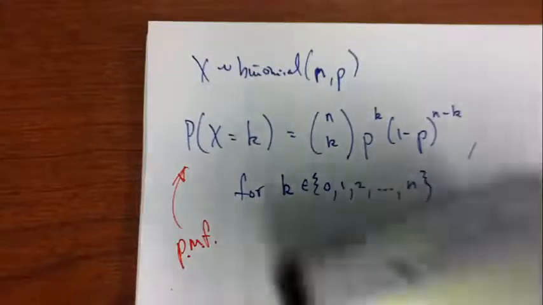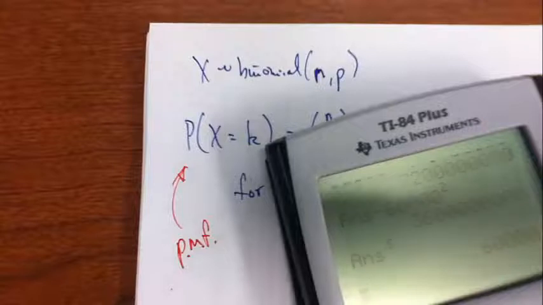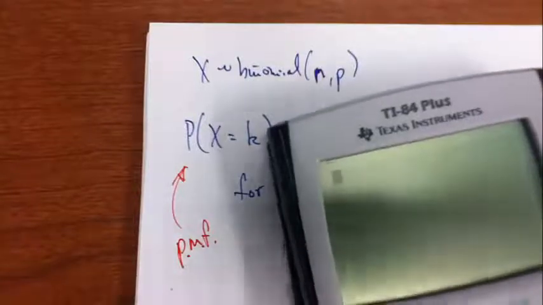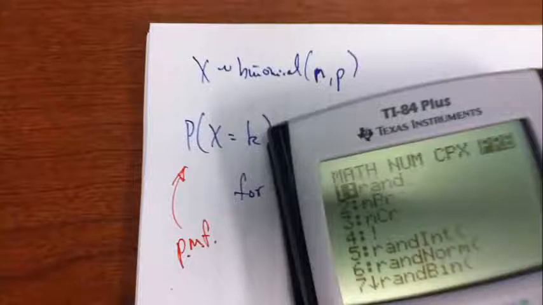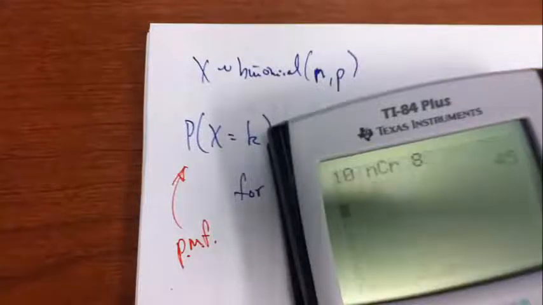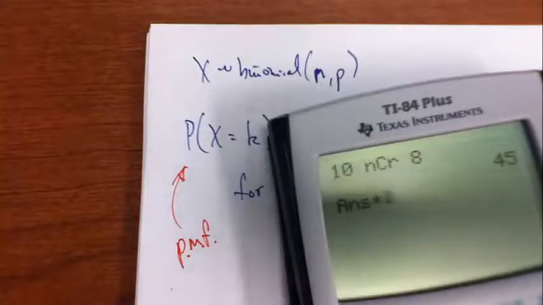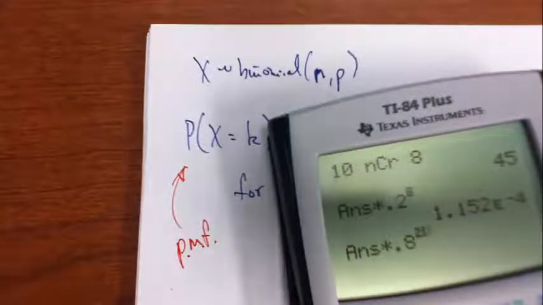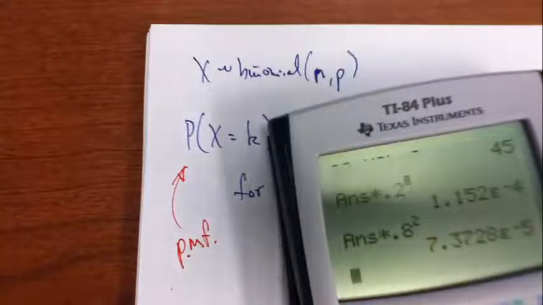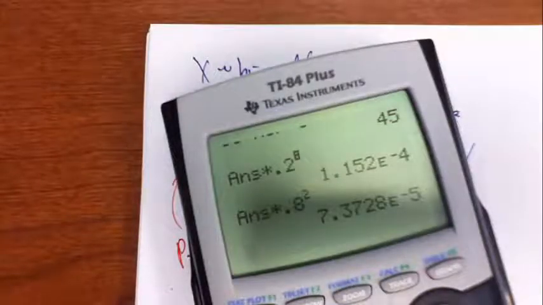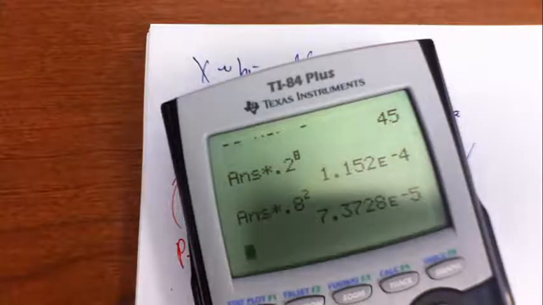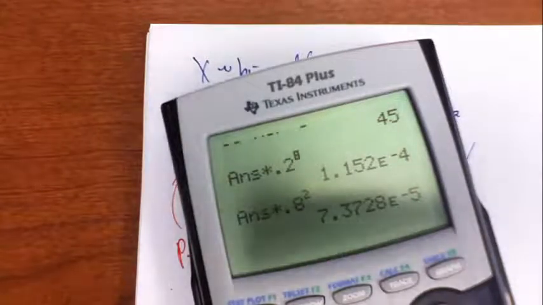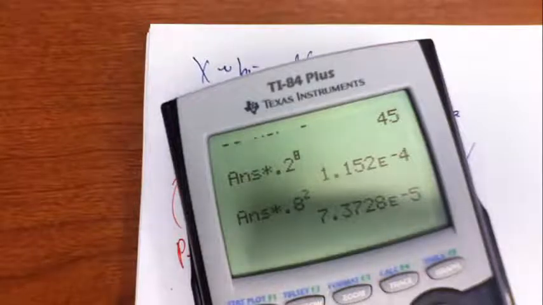Oh, and by the way, what's the answer to our question there? 10 choose 8. 10 choose 8 is 45, times 0.2 to the 8th, and then times 0.8 to the 2nd. It's real small: 7.3728 times 10 to the negative fifth. The chance that you get exactly 8 questions correct, if you're guessing blindly, is very, very, very small.